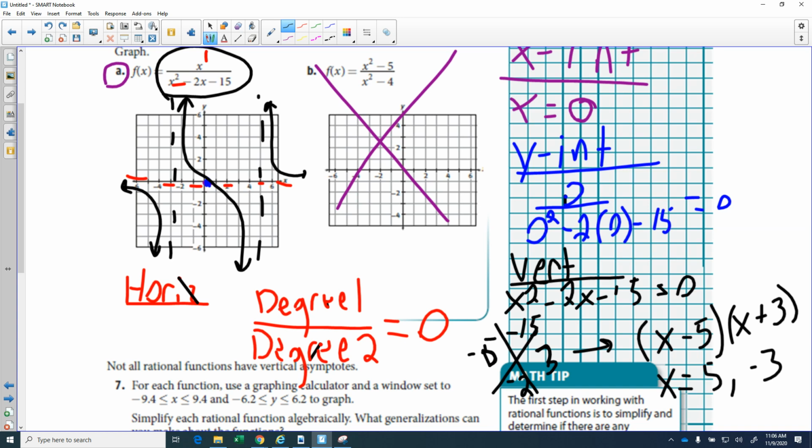Now, in class, we're going to go more in depth. We're going to talk about what happens when we have vertical asymptotes, what happens when we have more complex horizontal asymptotes, how do we cancel, how do we simplify, all those different things. But for this video, just because I don't want to make it too long, we're going to just go through the basics and then cover the rest of it in class. Okay?